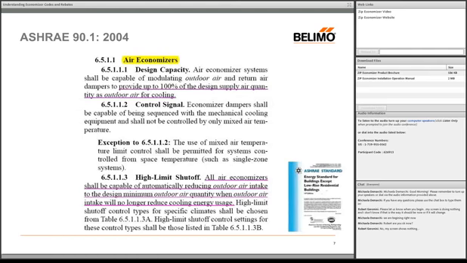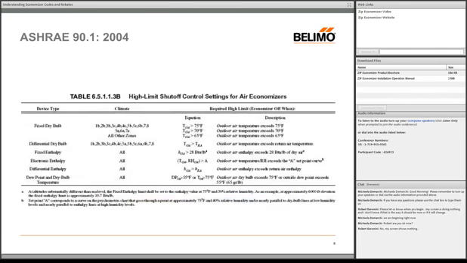Air economizers, design capacity, high limit shutoff. All air economizers shall be capable of automatically reducing outdoor air intake to design minimum outdoor air quantity when the outdoor air intake will no longer reduce cooling energy usage. 90.1 2004 also included the high limit shutoff temperatures for airside economizers. This is relevant to how economizers will operate and at what temperature they will be switching over.